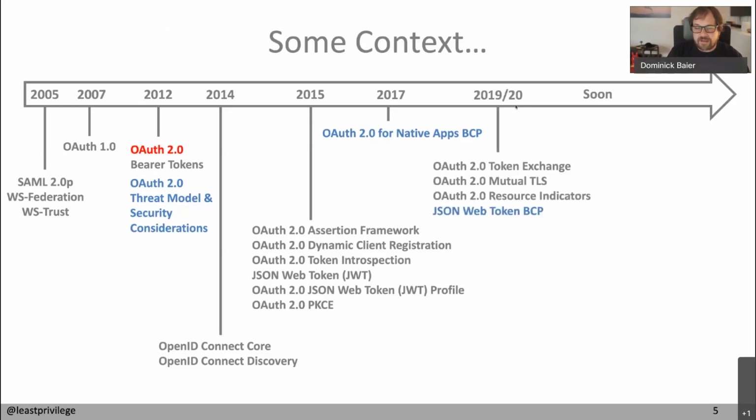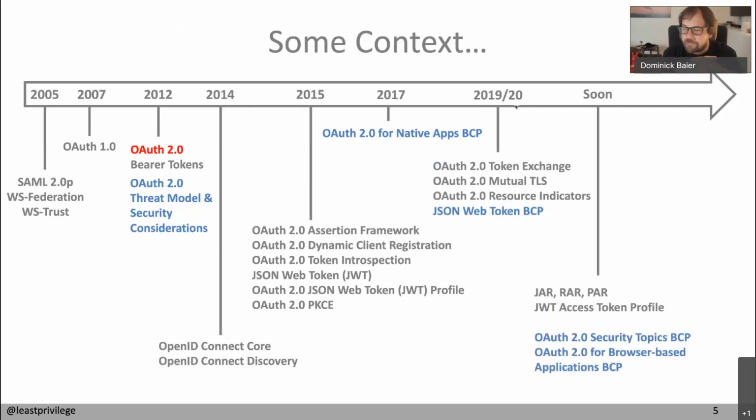And then more BCPs have followed. There's one which got published last year, called the JSON Web Token BCP, which talks about how to securely use JSON Web Tokens. And if you see that picture, that's 5 years after JSON Web Tokens got specified. And a couple of new ones will be published this year. The most important being the Security Topics BCP, which is basically, think of it as version 2 of the threat model, but this time much more practical.